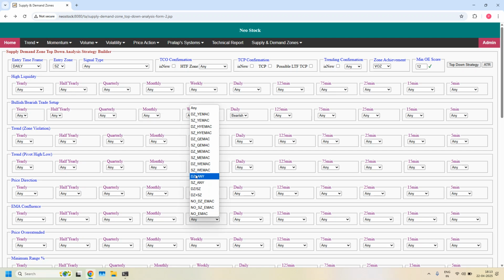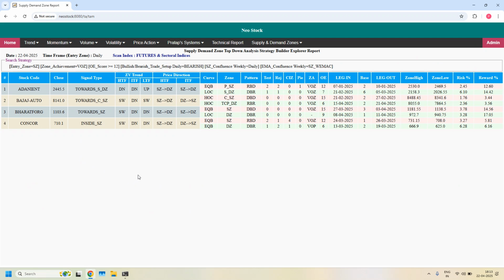I'm checking weekly supply zone having weekly EMA Confluence or not. And anyway, trend for all the stocks are downtrend. So we got 4 stocks. So these 4 daily supply zones are having more high probability. But this stock you have to use it only for pierced zone strategies.